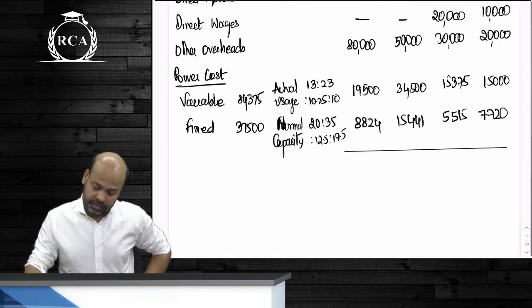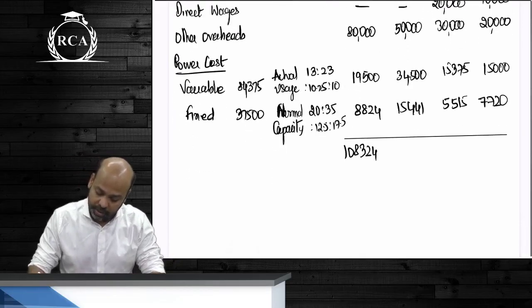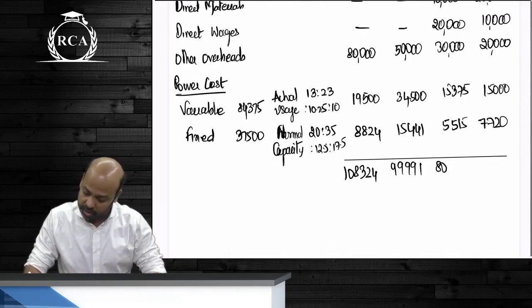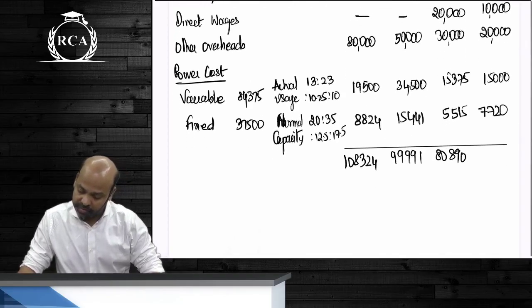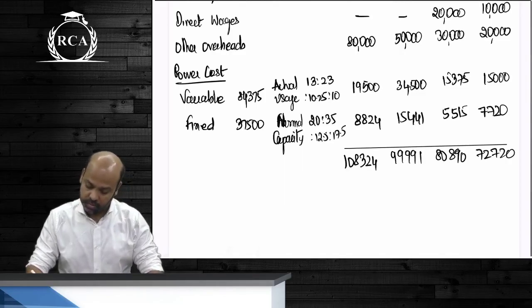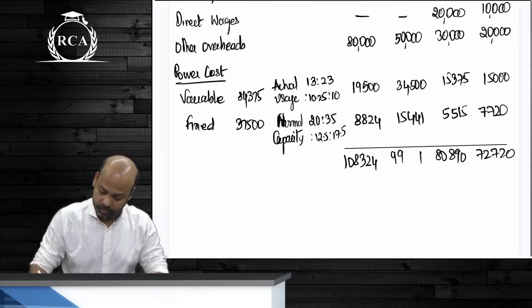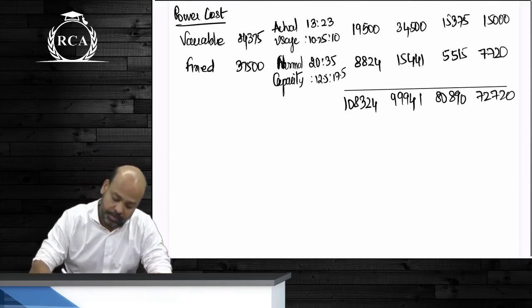So guys, the first one, beta, will be 1,09,000, I mean 1,08,324. The second one is 84, I mean 99,991. The third one is 60, 75, 80,890. Next is 20, 10, 50, 65, 72,720. These are the overheads, guys, as per primary distribution.